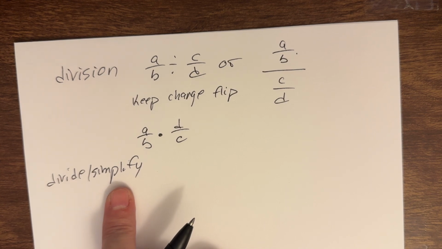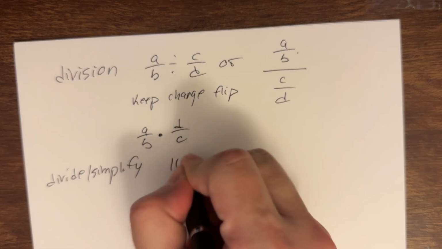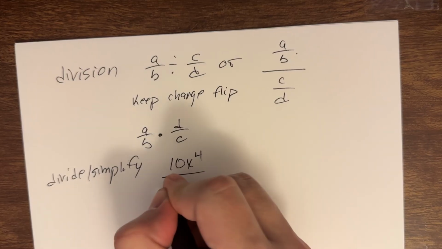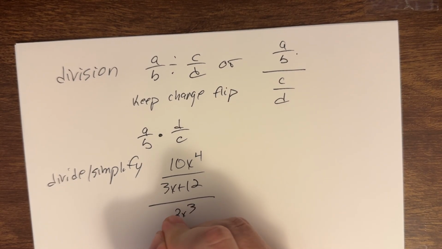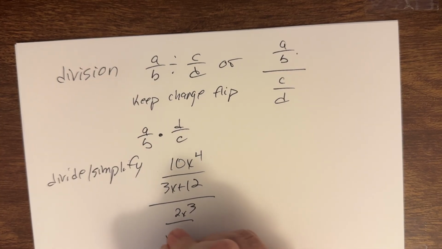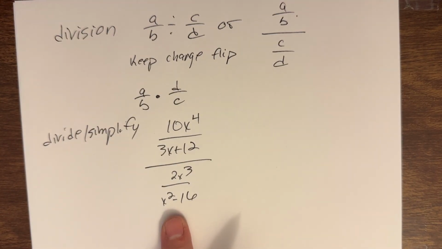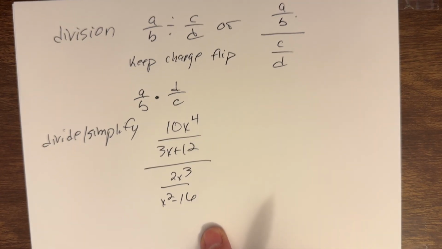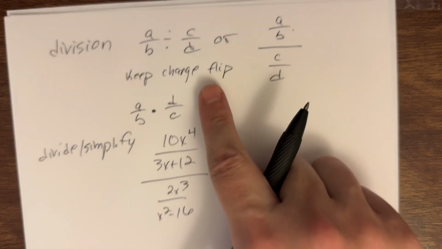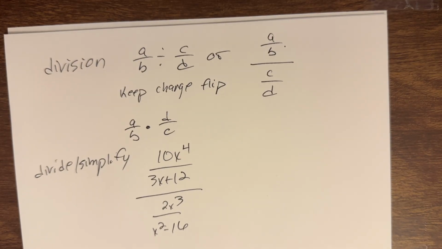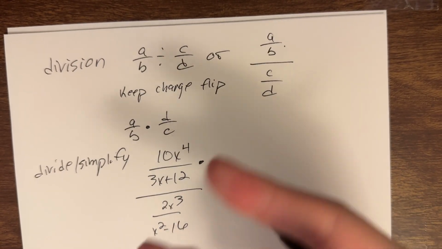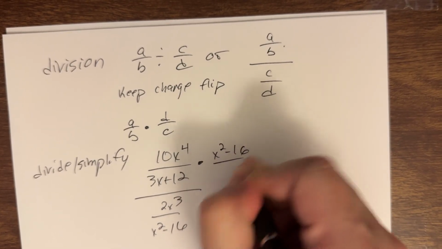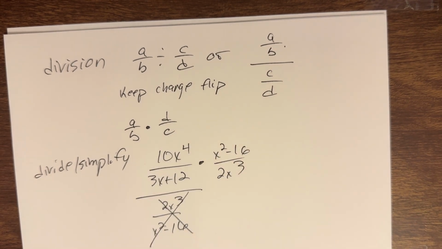Let's divide and simplify. Let's start off with 10x to the fourth over 3x plus 12, divided by 2x cubed over x squared minus 16. A lot of fractions. First thing, change it to the multiplication problem. Some people are comfortable just right here, and that's fine. Keep, change, and bring this up and flip it. So x squared minus 16 over the 2x cubed.